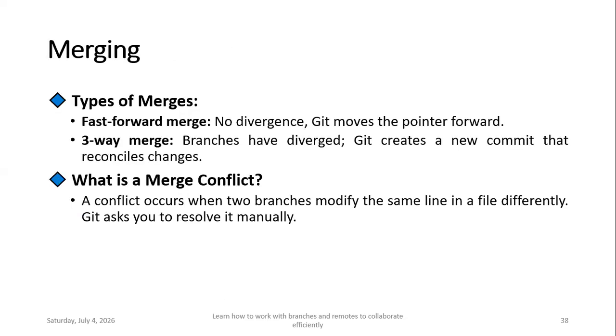Fast forward merge, there is no divergence. This is especially a type of merge where the current branch has not made any additional commits since a new branch was created. So, for example, if you have the main branch, you commit the first time, and then the second time, and then the third time, and after committing these three times, what do you do then? You create a feature branch.